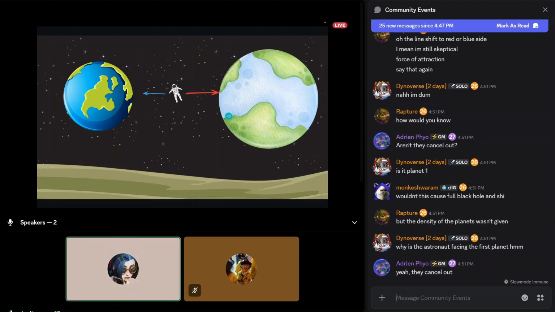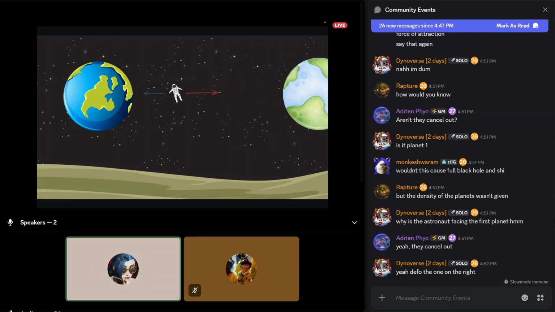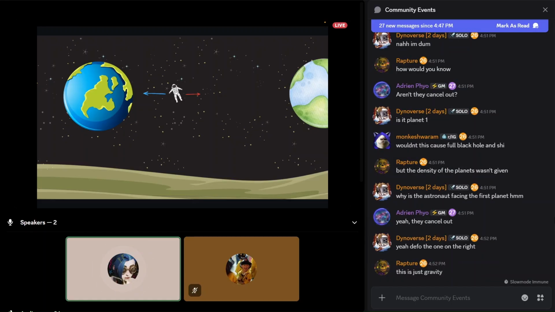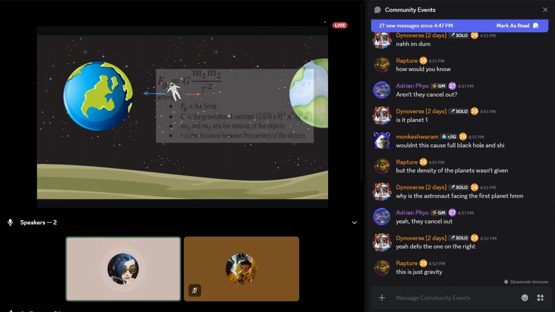Okay, so let's say the mass of the right one is more, then the force of gravity due to that planet is more. Okay, next. I'm going to assume you all understand this. If it's further away, then the gravitational force of that planet which is further away is smaller. Okay? Next. This is just gravity. I think it's just intuitive.